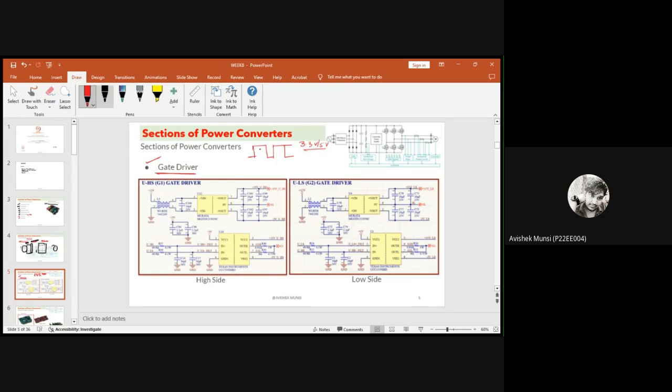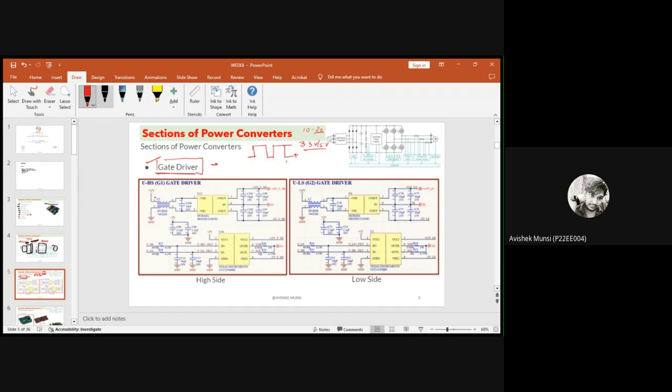But this 3.3 volt or 5 volt is not enough for driving your MOSFET or IGBT. It definitely requires more than 10 to 20 volt for driving that. So in that case, we have to use a gate driver circuit to pull up that. The gate driver circuit has a level shift, so it is used to level shift the voltage of the PWM to drive the MOSFET or the IGBT.